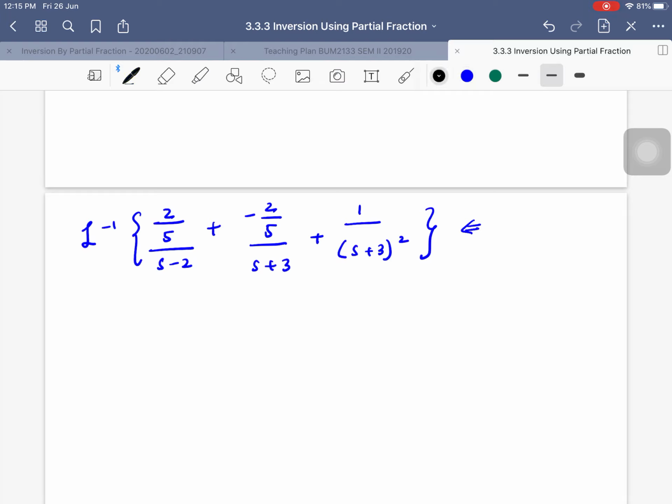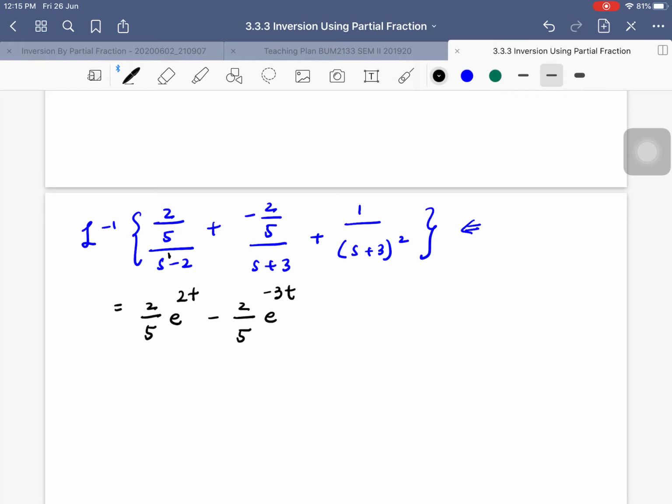Okay, let's start with the first one. So I have this over here, 2 over 5. I know it's going to be exponential because I have s to the power of 1 accompanied by a constant. So that will be 2 over 5 exponential of 2t. And the second term is going to be negative 2 over 5, but now because of the plus, I'm going to have exponential of negative 3t.